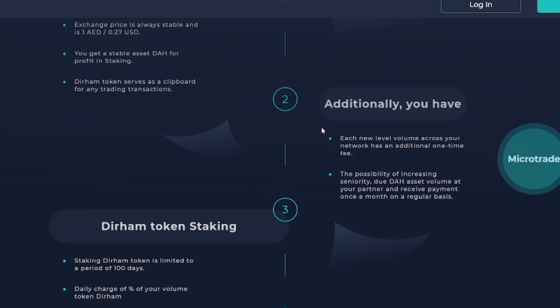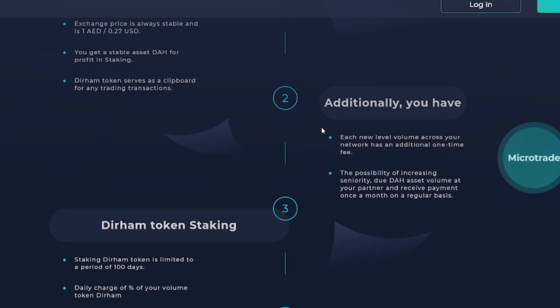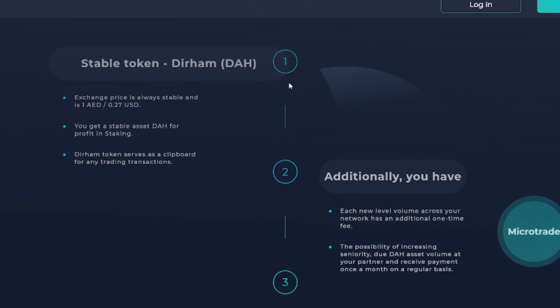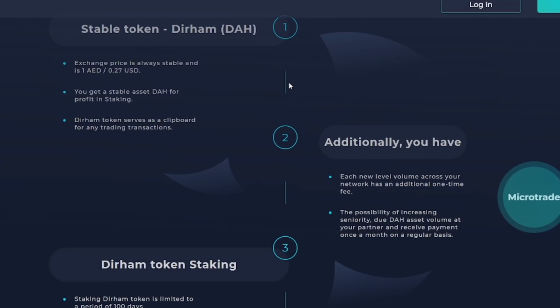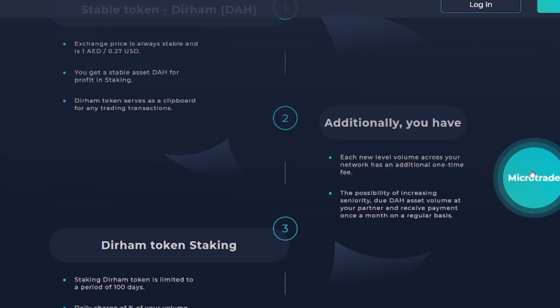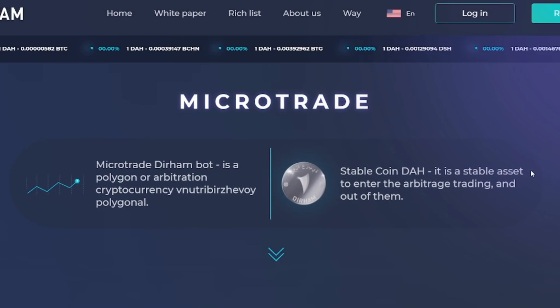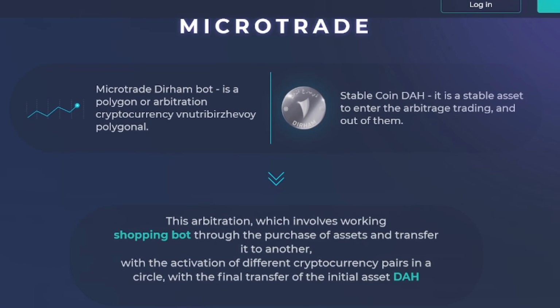So how are you supposed to be making money out of a stable coin? If there is no volatility, what's even the point of investing in this? Well, the main part is, as we discussed, they are working on their own exchange, but they are also working on a Microtrade bot. Basically, the Microtrade bot does polygonal cryptocurrency arbitrage. So it takes advantage of arbitrage.